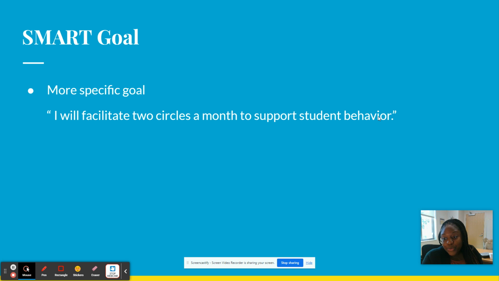All right, so what is it that you're going to do? You're going to facilitate 2 circles a month. Now, I did not identify what types of circles because there's academic circles, there's community building circles. You can address a behavior with a circle. However, whatever the type of circle it is, that is not listed here, but it does give a timestamp and it does say why you're doing the circle.